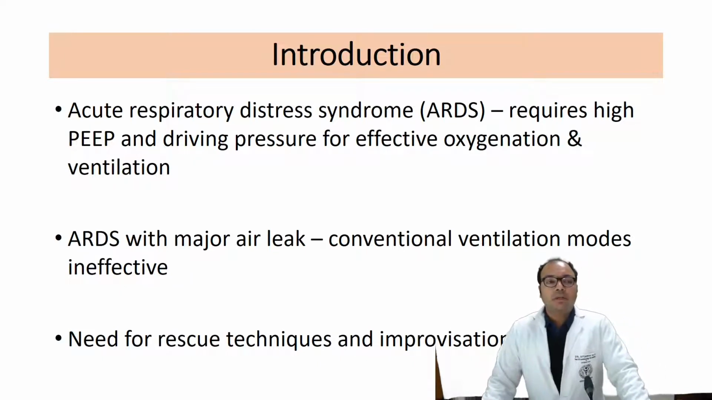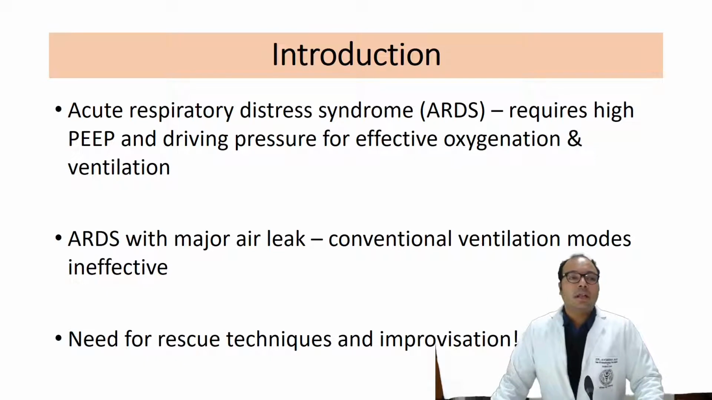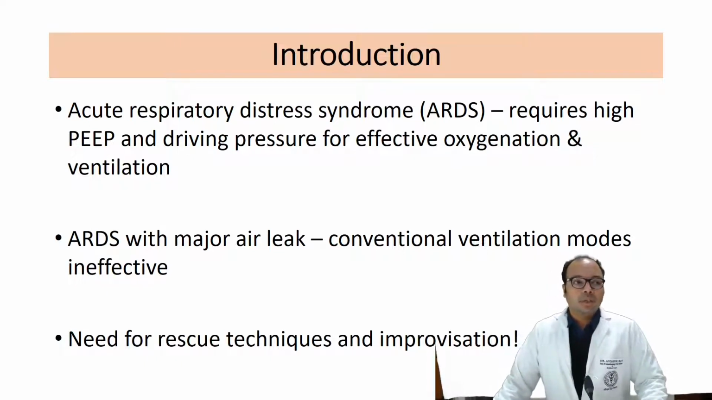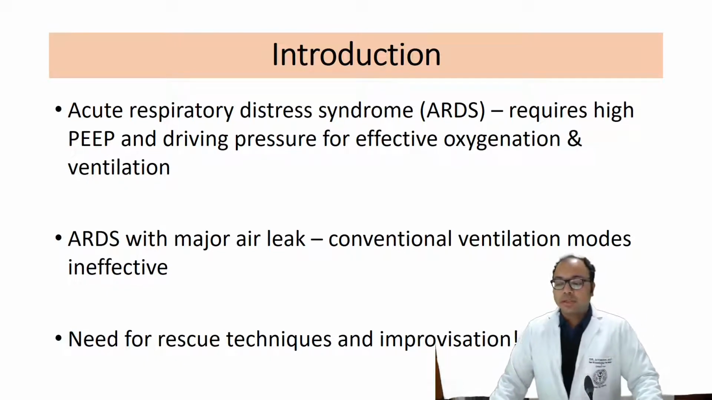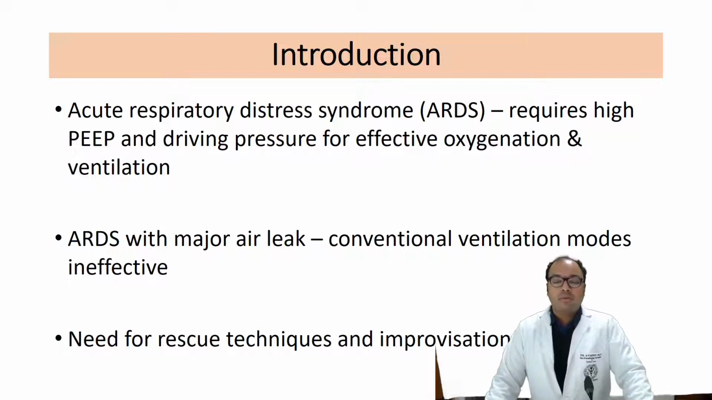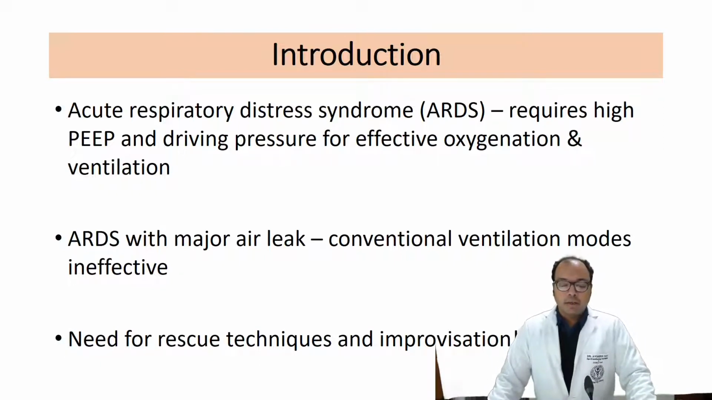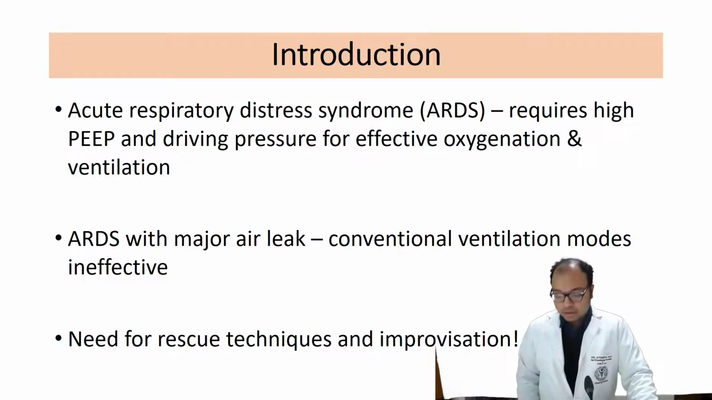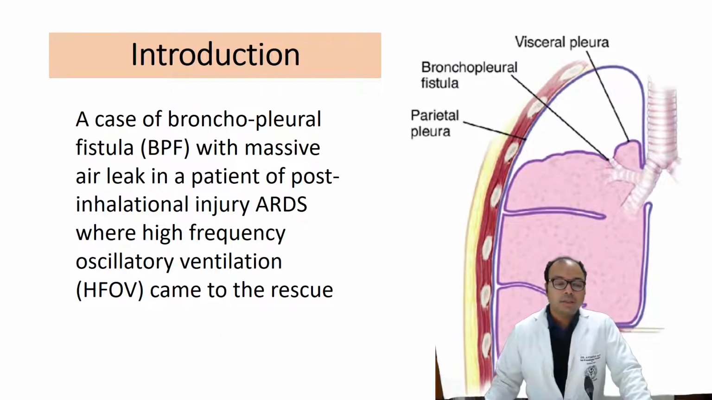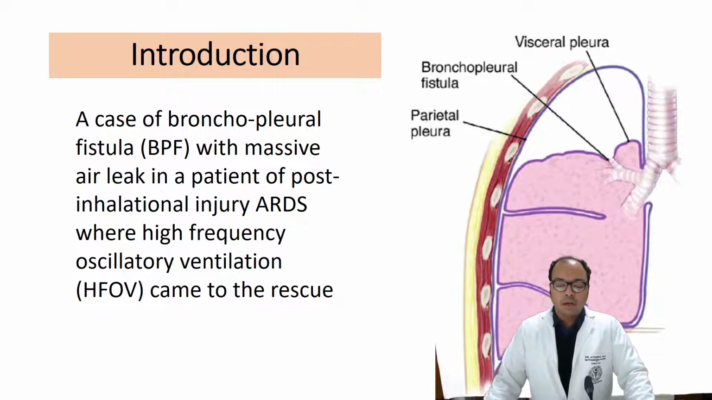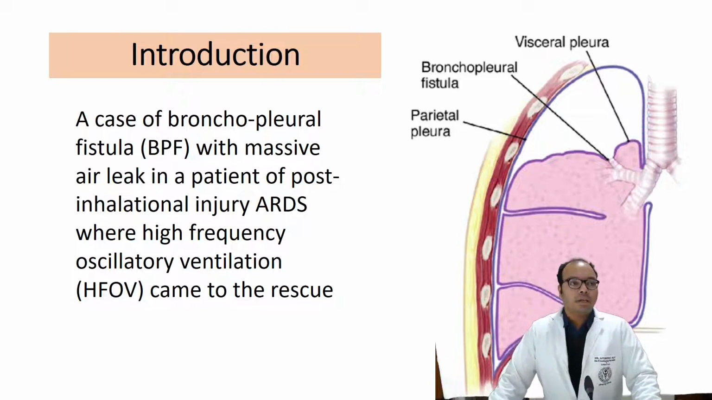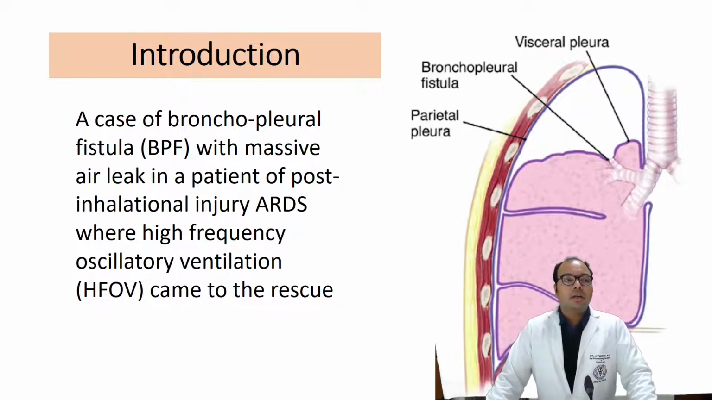And acute respiratory distress syndrome morphology, along with major air leak, poses a greatly challenging situation as the majority of the ventilation modes are ineffective. So it mandates the need for rescue techniques and improvisation. So this is the case of bronchopleural fistula with massive air leak in a patient who had sustained inhalational injury and subsequently developed acute respiratory distress syndrome, where we used HFOV as a rescue therapy.